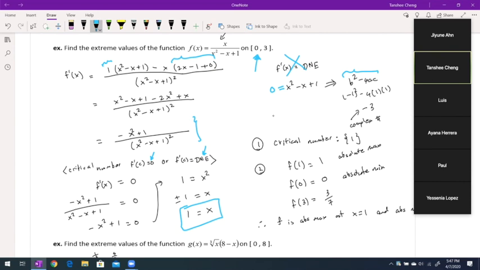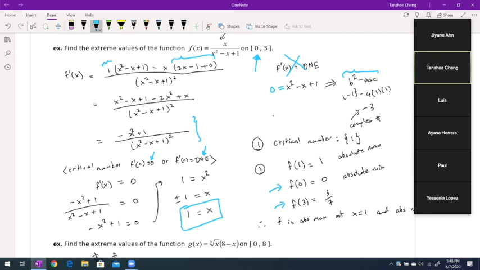All right, if you don't have questions, after checking everything for the critical numbers, I found out that my only critical number is x equal to 1. So according to the closed interval method, now I need to find the function value at 1 and the function values at the endpoints.